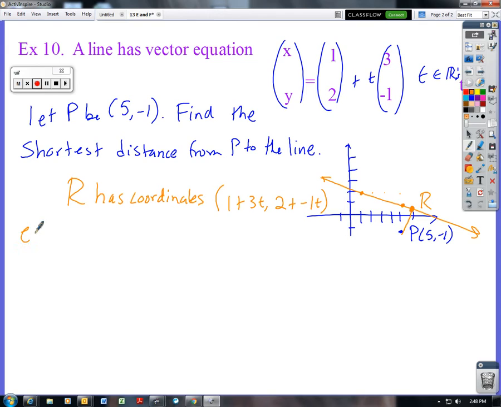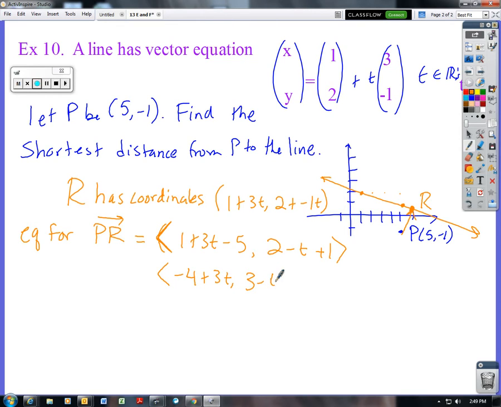So we need an equation for vector PR. That's going to be the coordinates of R minus the coordinates of P. We already found the coordinates of R from the vector equation, since R is on the line that was given. Since we're going from P to R, we're going to have R, which is 1 plus 3t, minus the coordinates of P, and then 2 minus t minus negative 1, so plus 1. So that's going to be negative 4 plus 3t and 3 minus t.